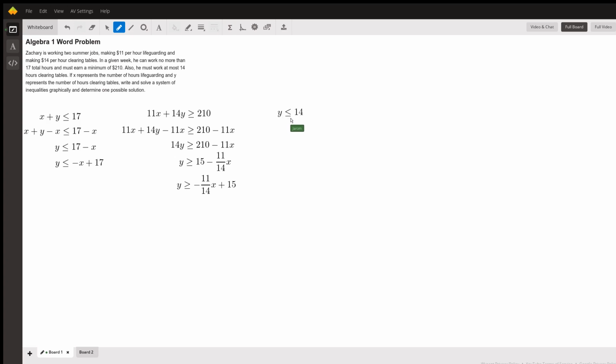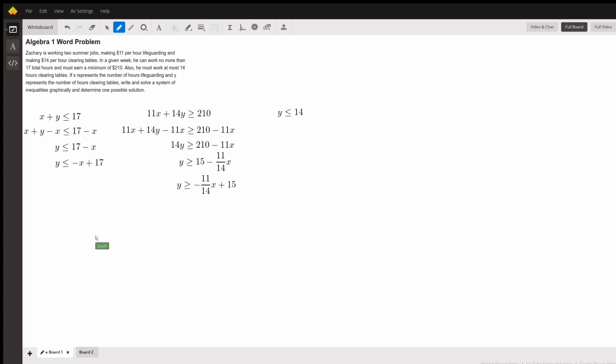And then that last one says he must work at most 14 hours clearing tables. So Y, the number of hours clearing tables, has to be less than or equal to 14. Anything above 14 is not going to satisfy that. All right, so those are our inequalities. We've got them set up. It says we want to solve them graphically.